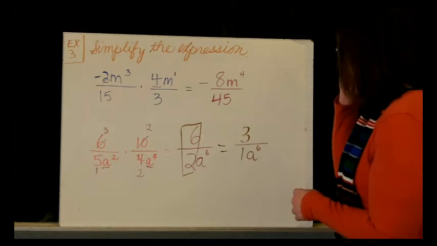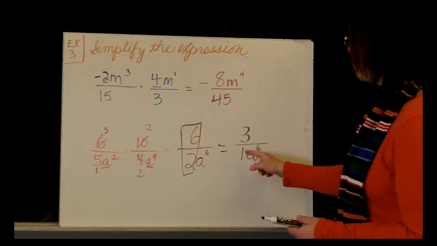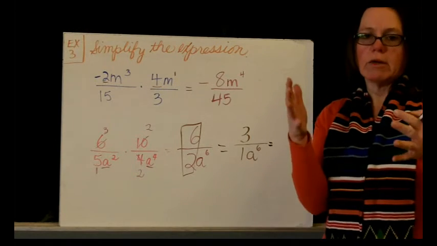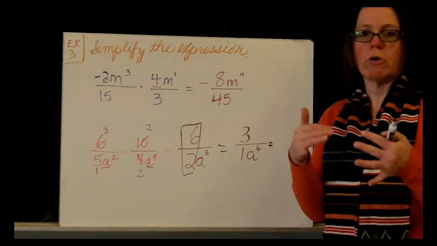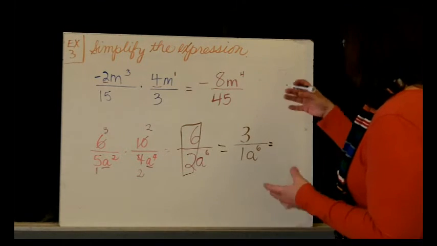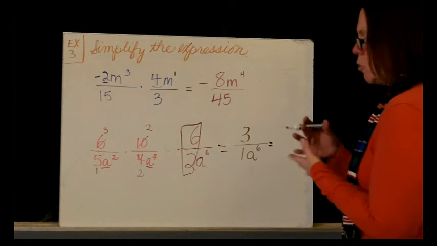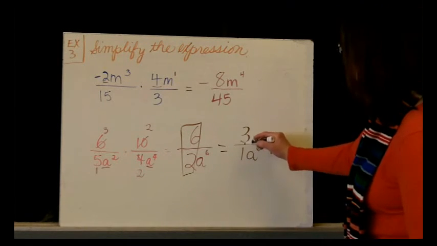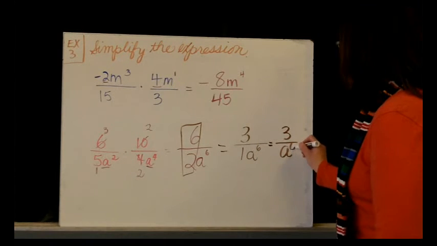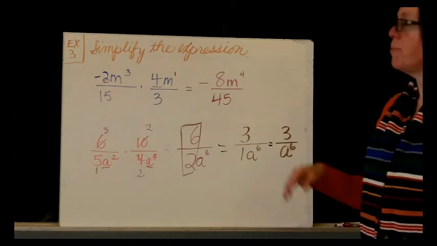And we can actually further simplify this if you wanted, because we have a 3 over 1. And as I told you in class, when you have a number over 1 or a term over 1, it is not in its simplest form. You have to get rid of it, because having 1 in the denominator keeps it one step away from its simplest form. So 3 over 1 becomes 3, and this a to the sixth stays exactly where it is, and this is our simplified form.